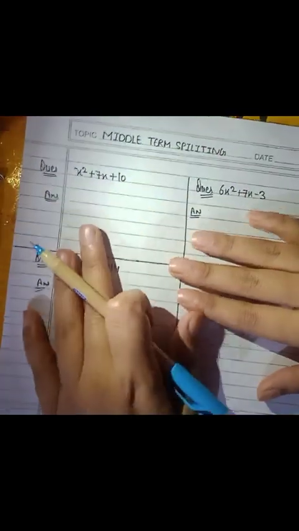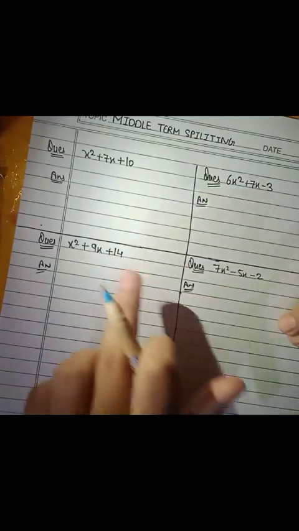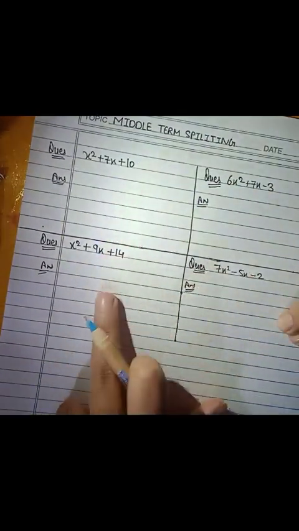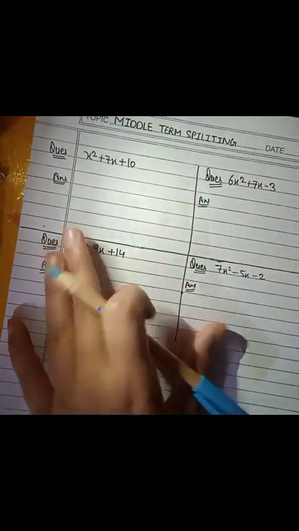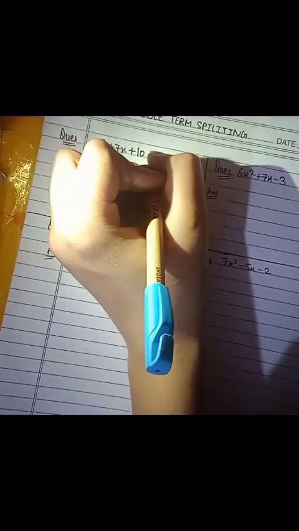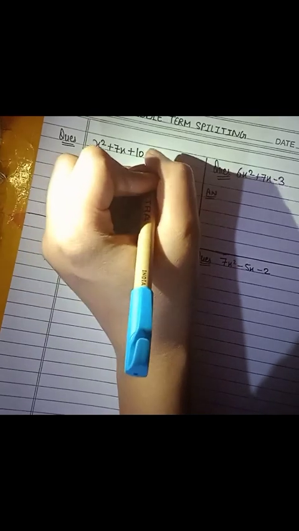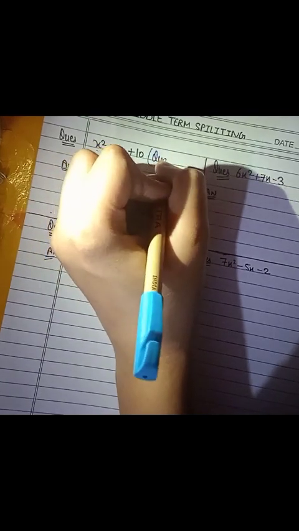Middle term splitting is when we break the middle term, the coefficient of x, to form these zeros. So I have written 4 questions at an easy to medium level to help you understand it. First is x square plus 7x plus 10. This is a quadratic equation.